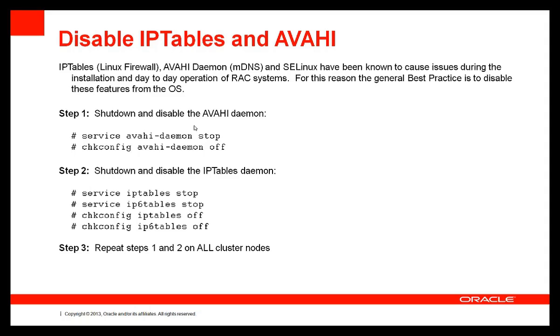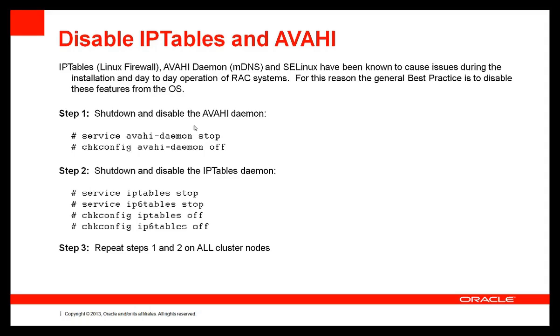The Avahi daemon is an mDNS daemon. Grid infrastructure, starting with 11.2.0.1, we package our own mDNS daemon. In this configuration, mDNS is actually going to be used to push the GPnP profile, which is required information for each cluster node to join the cluster. So we're going to disable that. We will also disable SELinux. That's on the next slide.